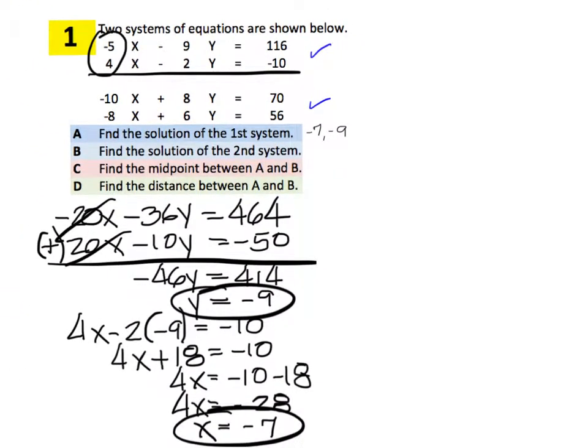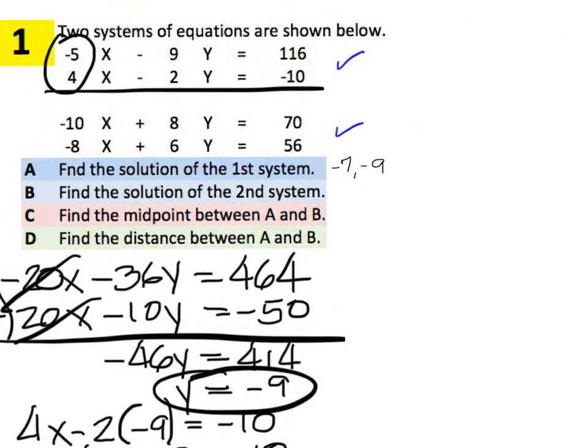Alright, then you're on to the second system of equations. That's question B. You have to solve that, and to find the solution for the second system, take a look at those numbers out there on the left. You have a negative 10 and a negative 8. What is the lowest number that I can create from 10 and 8? Yeah, it'd be 40.